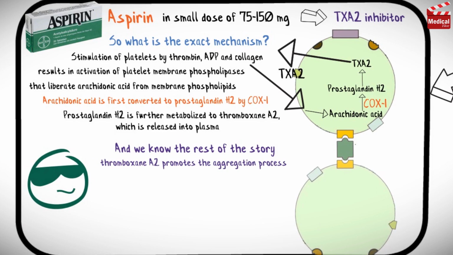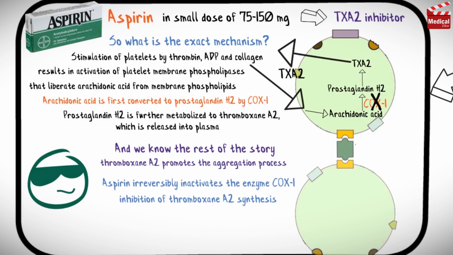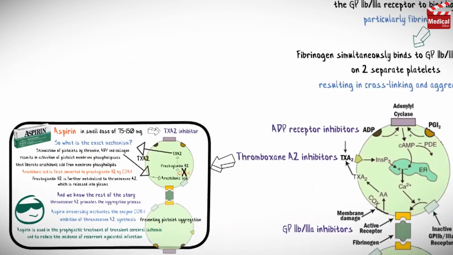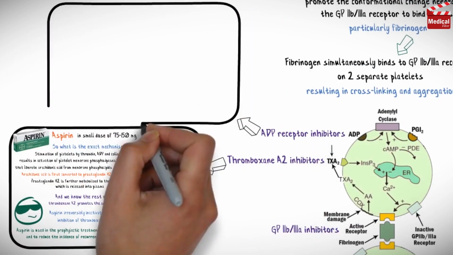So what aspirin does is that it irreversibly inactivates the enzyme COX-1, leading to inhibition of thromboxane A2 synthesis, thereby preventing platelet aggregation. Aspirin is used in the prophylactic treatment of transient cerebral ischemia, and to reduce the incidence of recurrent myocardial infarction. The second category, adenosine diphosphate inhibitors.